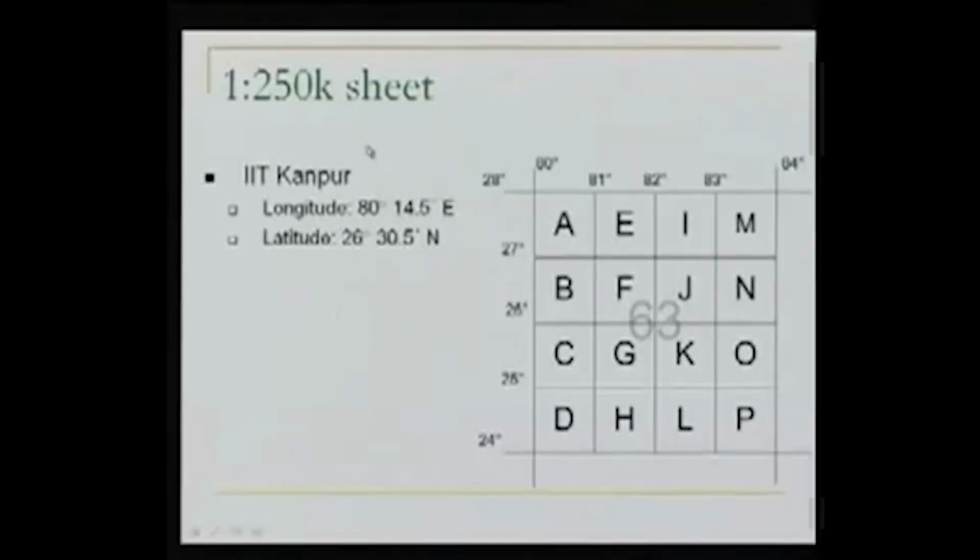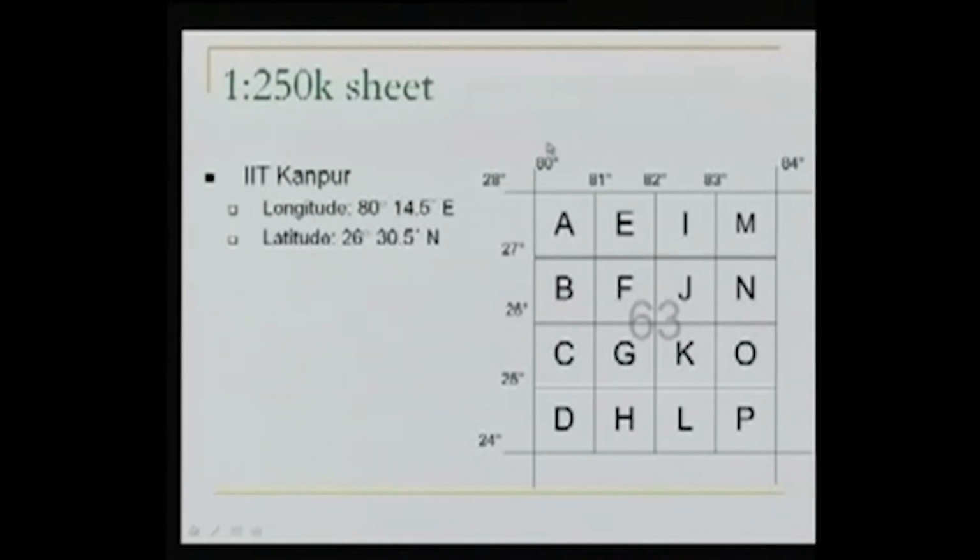Well, because we are looking for a map sheet which is at a scale of 1:250,000, what we will do is, this block 63 is divided again, as we have seen, into 16 parts, A to P. Each is 1 degree by 1 degree, the degree sheet. Now, where is our area of interest? Our area of interest is now 80, 14, 26, 30.